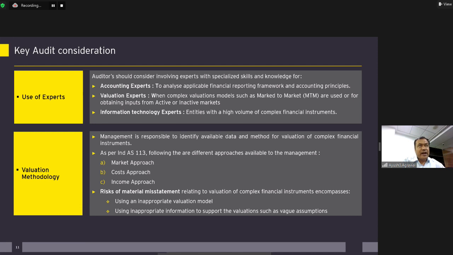An income approach means projecting all the income out of the asset and then discounting the same, which is very commonly known as a discounted cash flow approach. All these approaches are there. Of course, depending on the asset, the right approach should be selected, and that's where the valuation experts come in handy.